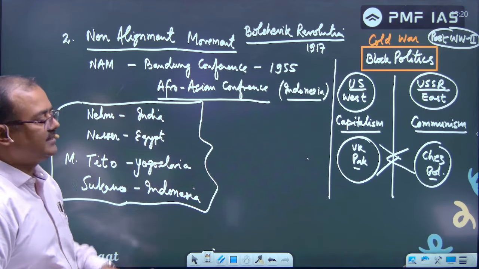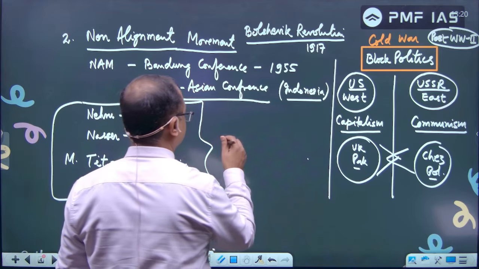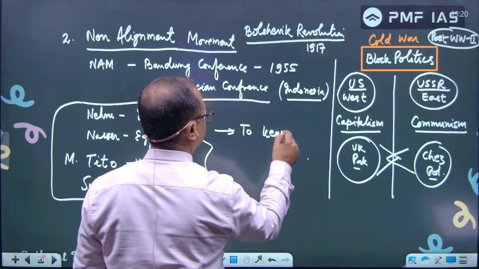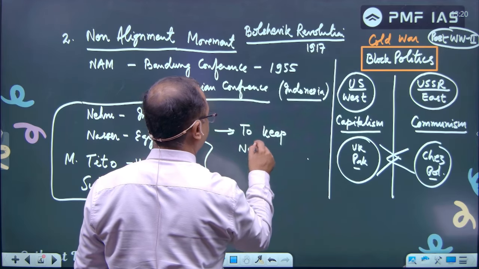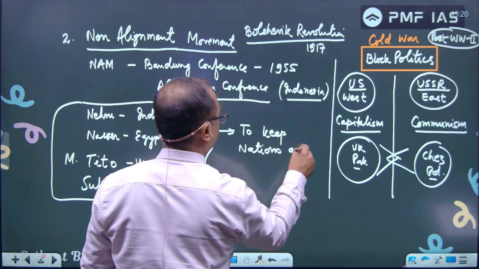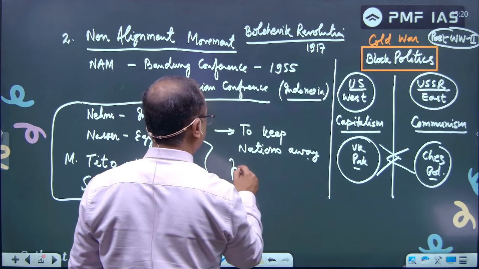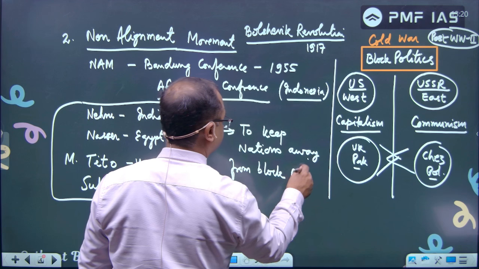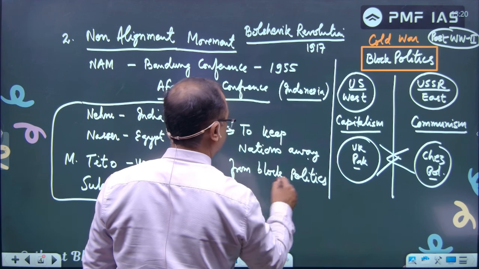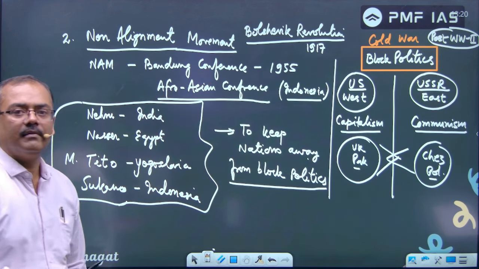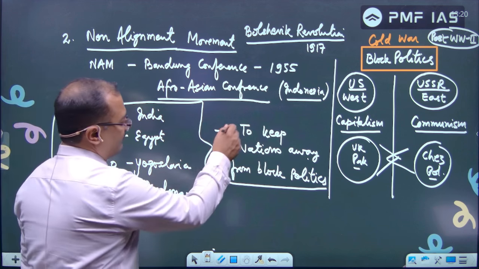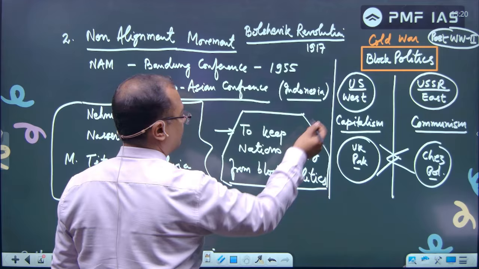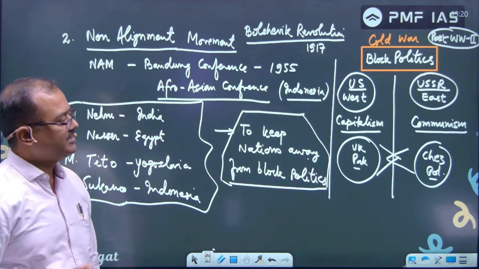And they went ahead that they will not be joining any bloc politics, to keep nations away from bloc politics. So this idea of keeping away from bloc politics, not aligning with the Eastern power or Western power, is called non-alignment.